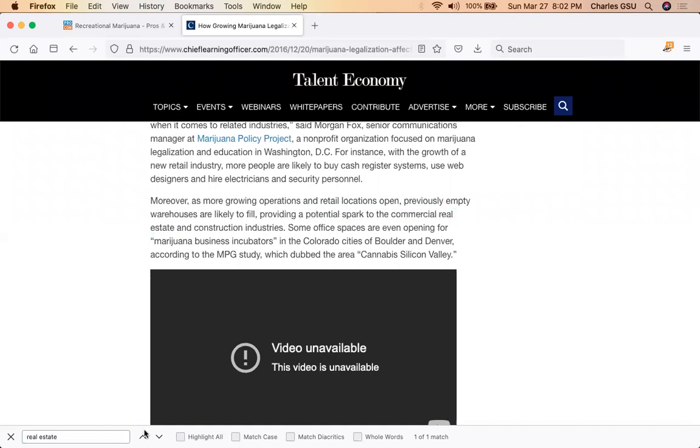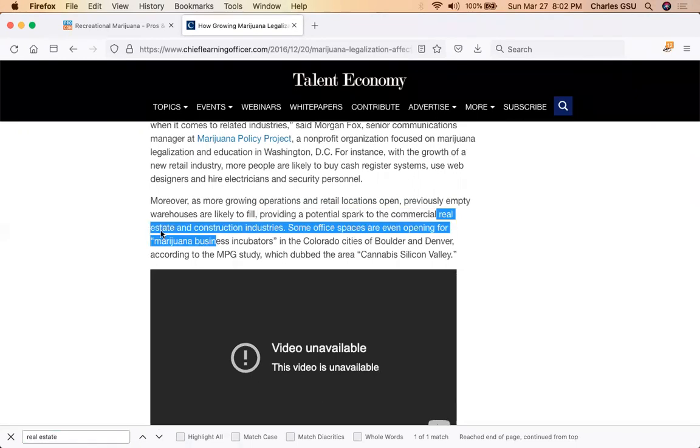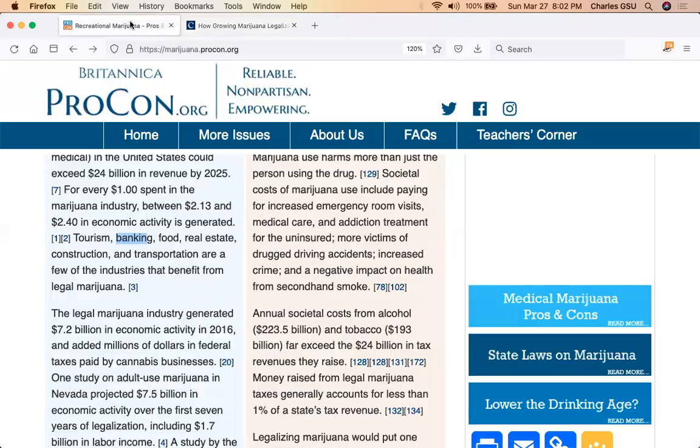Okay. But that's it, right? It's just providing a potential spark to the commercial real estate. That's the only time that real estate is mentioned right here, okay? And the article had said that transportation and all of these others, including real estate, right? Not could be, but they are a benefit.